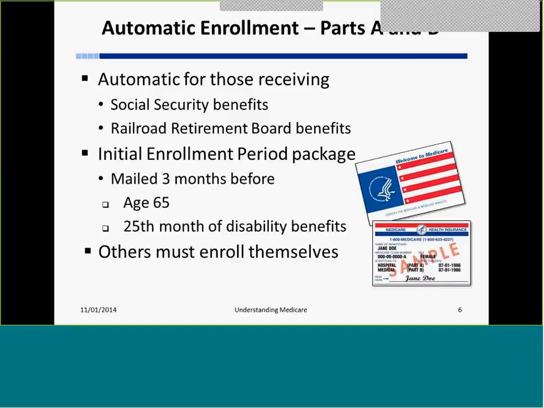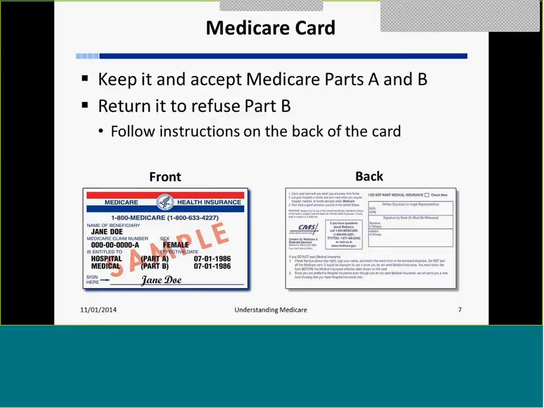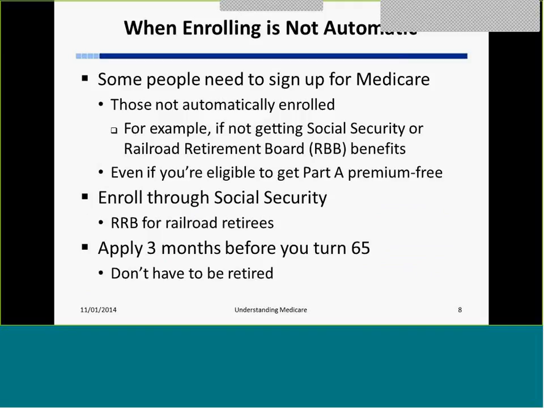So, if not drawing Social Security, I have to enroll myself. Okay? So, I'm drawing Social Security benefits. I'm turning 65. 3 months before my birth month that I turn 65, I'm going to get this package. And if I want my Medicare A and B, I just keep it. In some cases, I may want to refuse Part B. In some cases, I may want to refuse Part A. So I just sign it and send it back, or call Medicare if I do not want A.